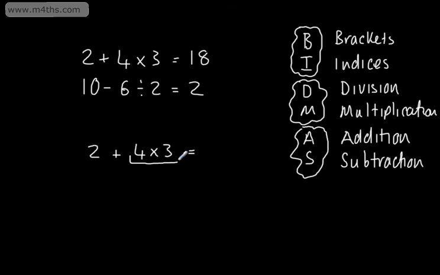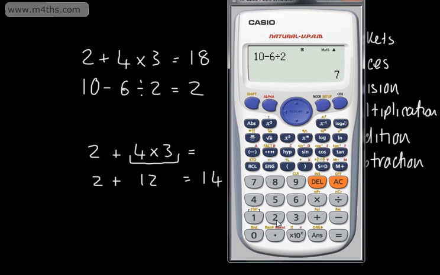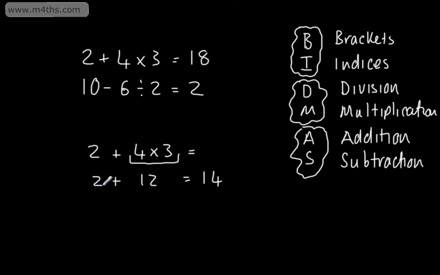So what I'm going to do is 4 times by 3. Now 4 times by 3 is going to give me 12. So I'm just going to write the next line of 2 plus 12. Well, 2 plus 12, quite clearly, we've only got addition to do now, and that gives me 14. If we go back to the calculator, 2 plus 4 multiplied by 3, that gives me 14, because it did the multiplication first.